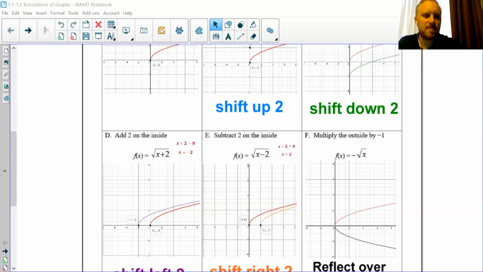Notice that if I were to make this a reflection over the y-axis and then do minus 2 inside, you'll see that it shifted to the left too. And the reason why is because if you were, oh, I was on the wrong page. I was on the wrong slide. Okay, let's go back to our smartboard.